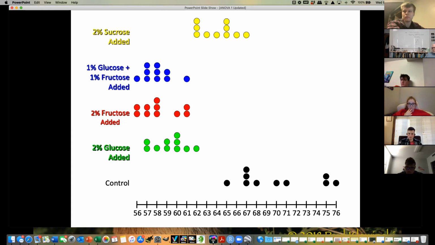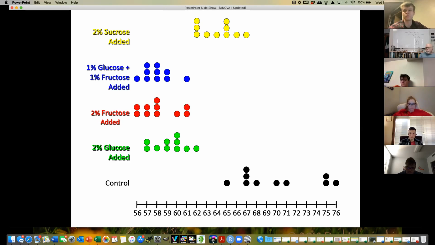That the control group had the greatest growth out of any of the treatments. Okay, so it looks like the control group might have higher growth than any of the other groups. What other things jump out at you? Somebody other than Hayden? Logan. Blue, red, and green all had the same relative growth. Yeah, it looks like the 1% glucose, 1% fructose, the 2% fructose, and 2% glucose. Those all look pretty similar to one another, don't they, in terms of their overall position relative to the x-axis?